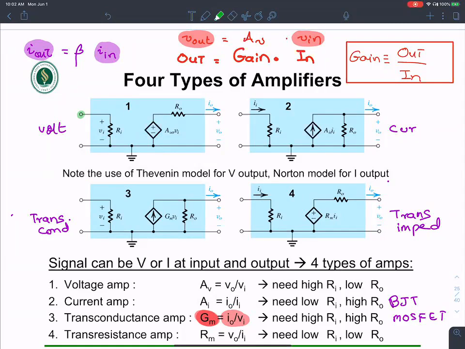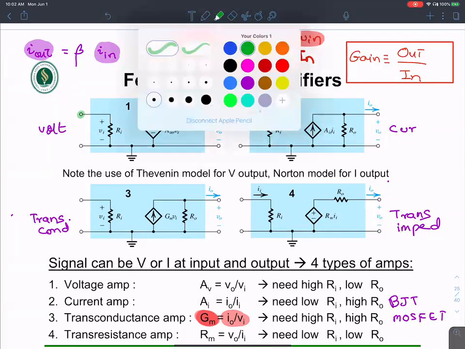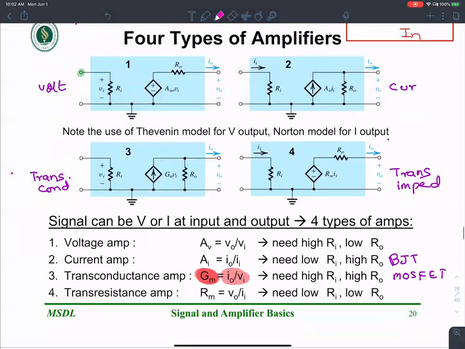If the input is current and the output is also current, like in figure 2, then we have a current amplifier. And we define a corresponding current gain. Now take a look at number 3 here. If the input is a voltage and the output is a current, then we have a transconductance amplifier. An example for that is a MOSFET. The input is a voltage, output is a current.